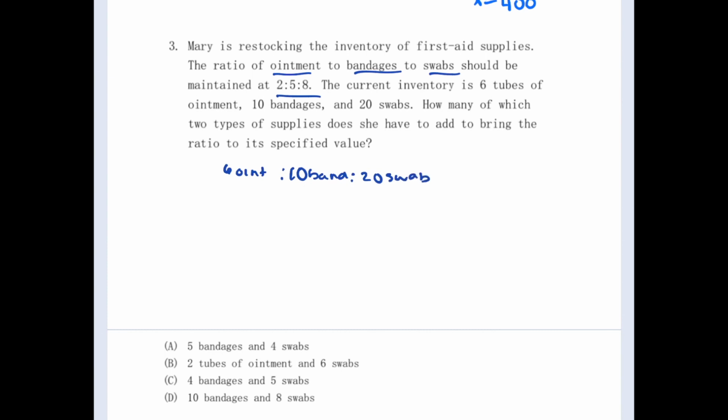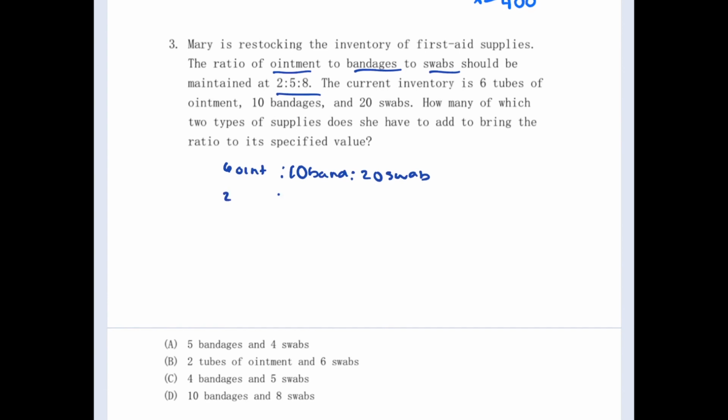We're then going to write out what this question wants our ratio to be so we can compare. So we have 2 ointments, 5 bandages, and 8 swabs. What we can see is that we have 3 times the amount of ointment, 2 times the amount of bandages, and about 2.5 times the amount of swabs. So ideally, to make these ratios correct, we would want to make our ratios times 3.